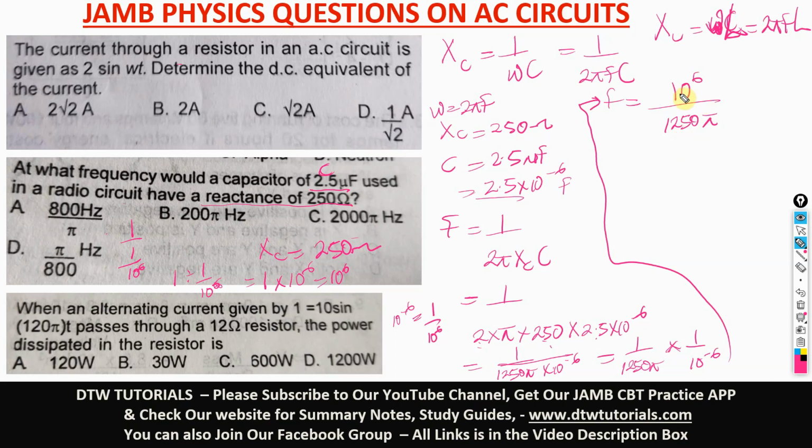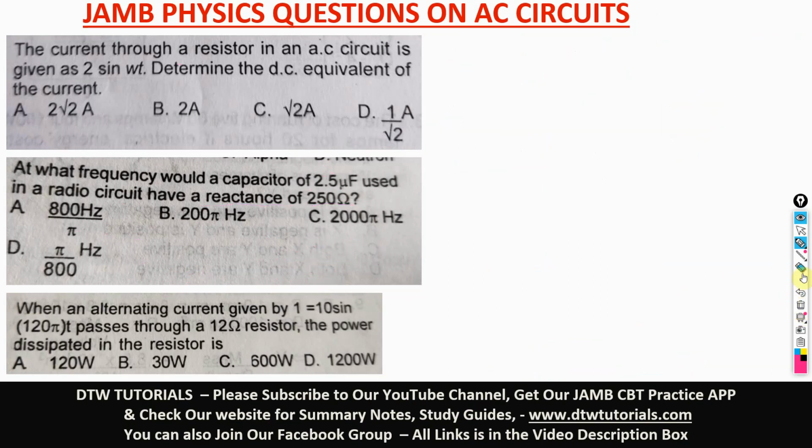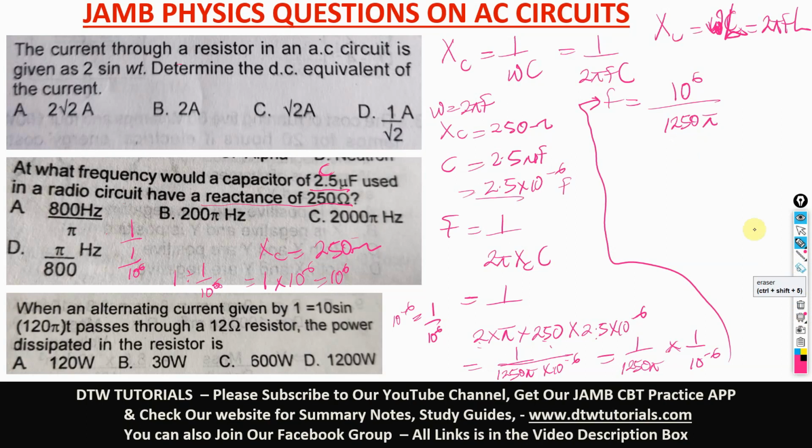Are you with me? So from here, let us try to resolve this. Okay. So we have 1 over 1250 pi times 10 raised to the power 6. So now you can use your calculator to divide 1 over 1250. So what would that give us? 1 over 1250, that would give us what?